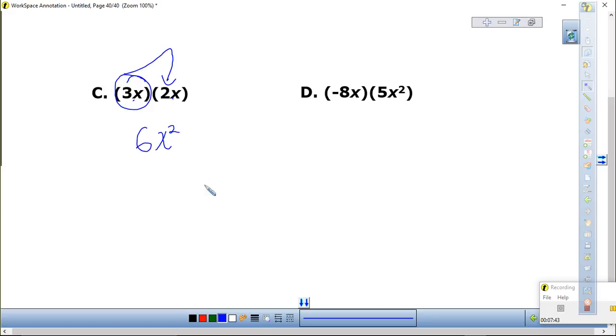Let's do D. Distribute this in here. Negative 8 times 5, that's negative 40. X times x squared is x to the third. And the same thing with the area model.